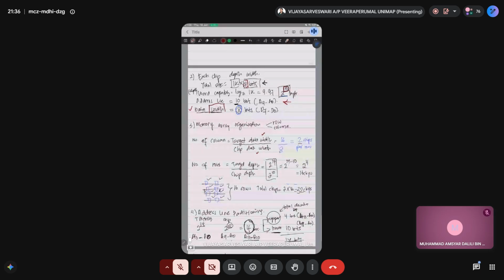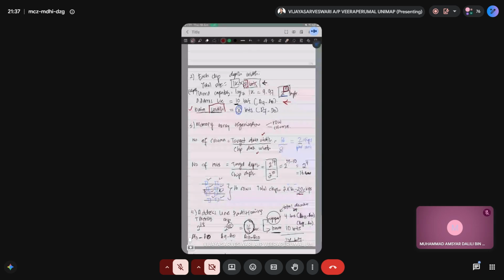So that means we need 16, this is not chips, this will be rows. 16 rows with 2 chips per row. So the total, how many do you have? You will need 16 times 2, which is 32 chips. You need 32 chips inside that one particular RAM system.